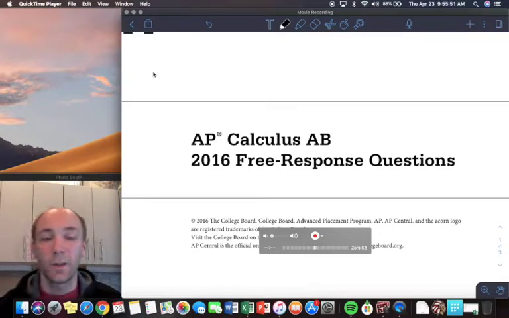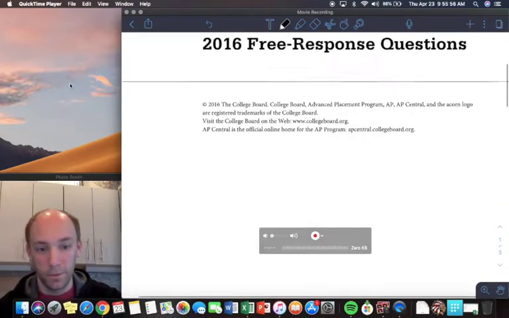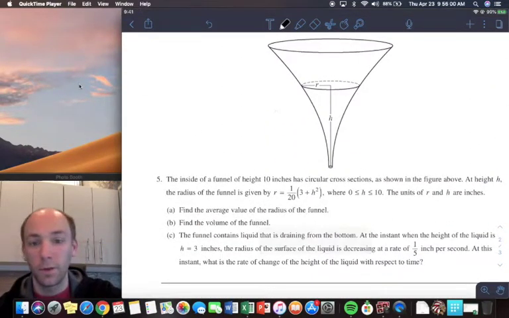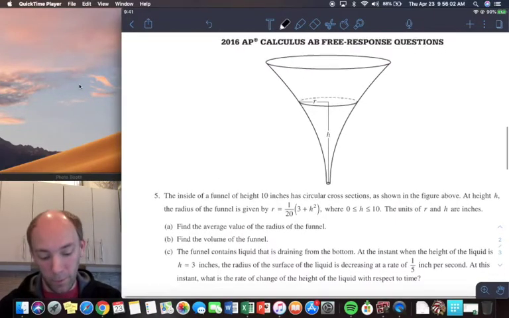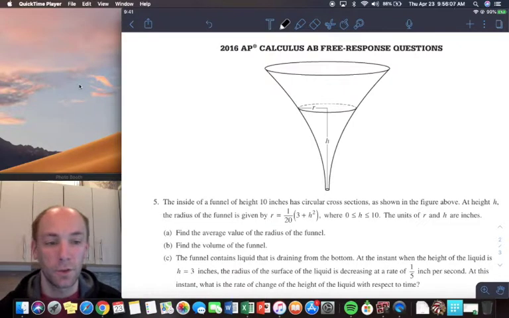Okay, we're taking a look at 2016 free response number 5. On number 5 here, we have a funnel of height 10 inches, which has circular cross sections as shown in the figure above.